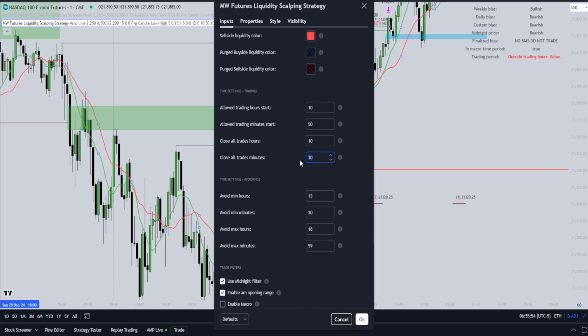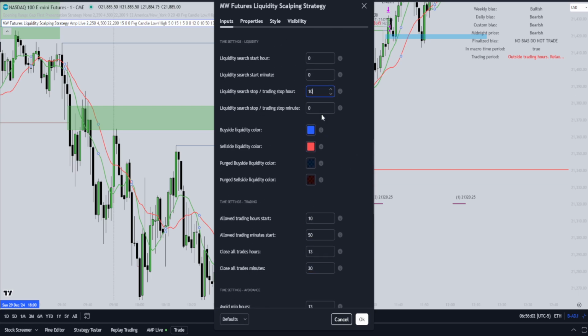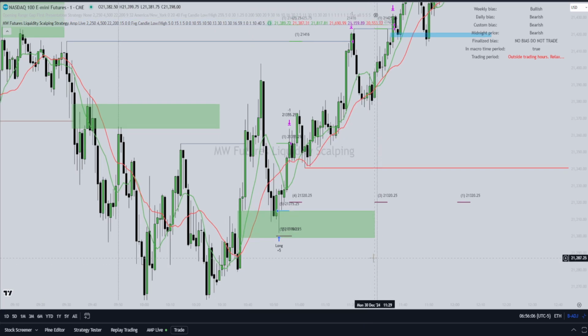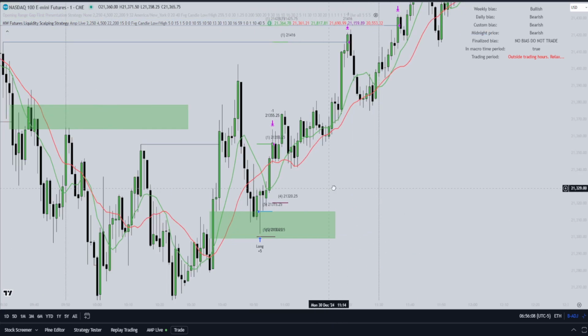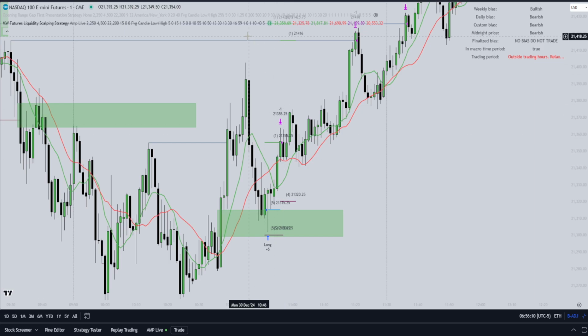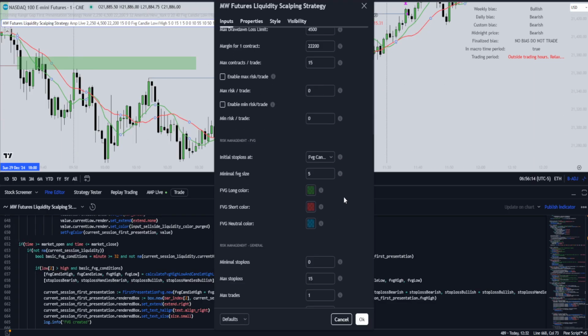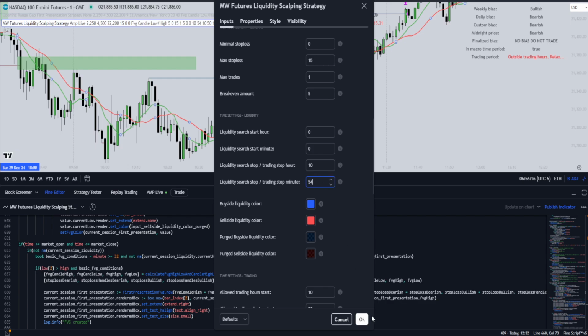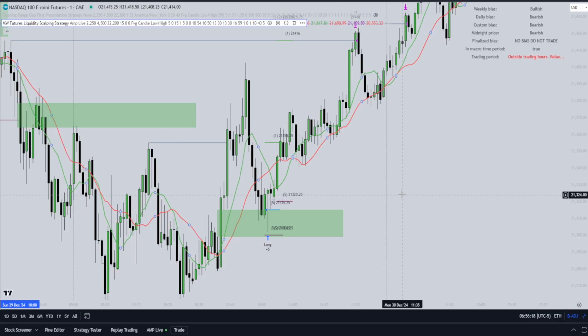So 10:55. Wait, no. This is close all trades. I need my break-even trades. 10:55, right? So, not practical. One candle before that. All right, 10:45.